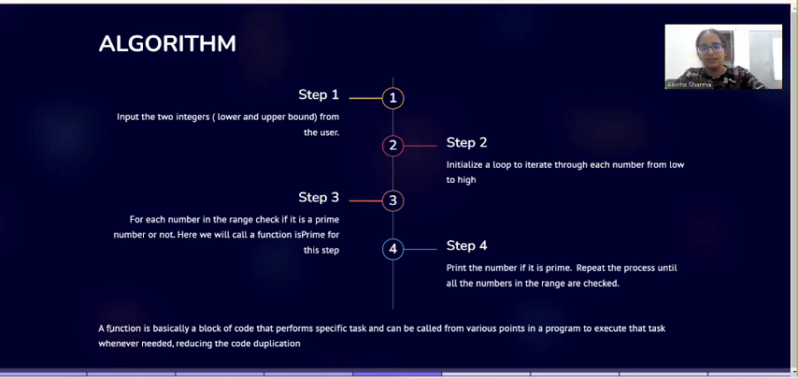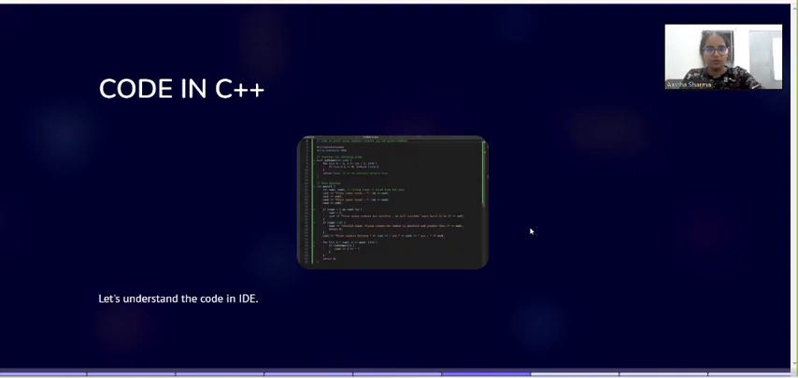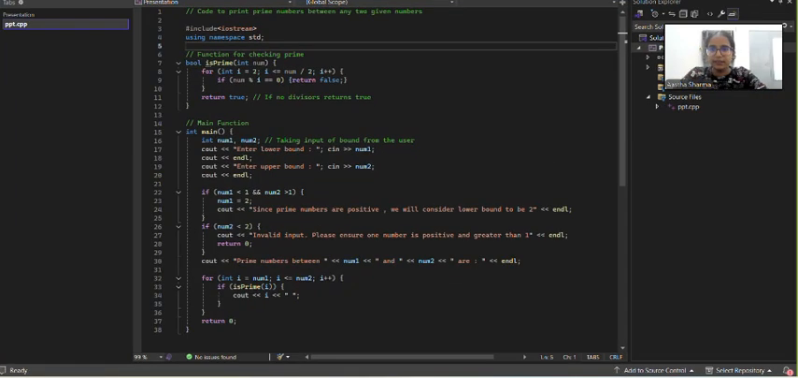Here I used the word function. So what is a function? A function is basically a block of code that performs specific tasks and can be called from various points in a program to execute that particular task whenever required. So a function helps us reduce code duplication, as we need not copy paste the same thing again and again to perform the same thing. We just need to define a function and we can call it anywhere whenever required in our code. So this is how our code for this particular statement would look like. So let's understand the code in the IDE.